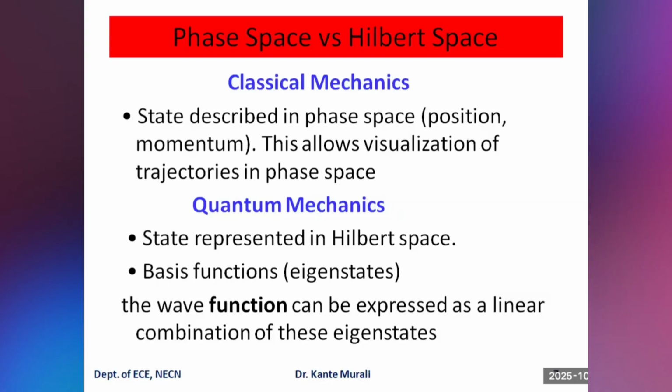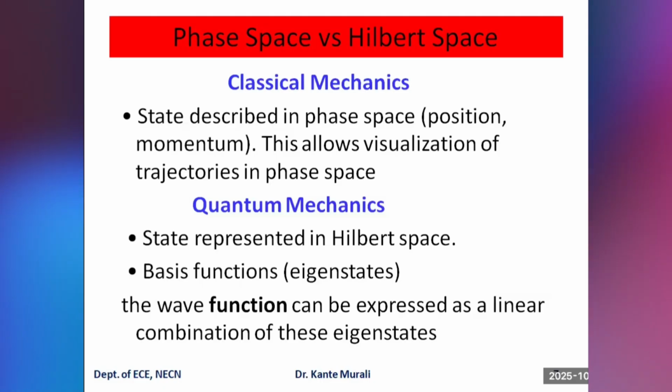Let's compare both in terms of phase space and Hilbert space. In classical mechanics, we describe particles in a phase space, that means position and momentum. It allows visualization of trajectories in phase space. Whereas in quantum mechanics, the system is described in a Hilbert space, that means the space of wave functions.